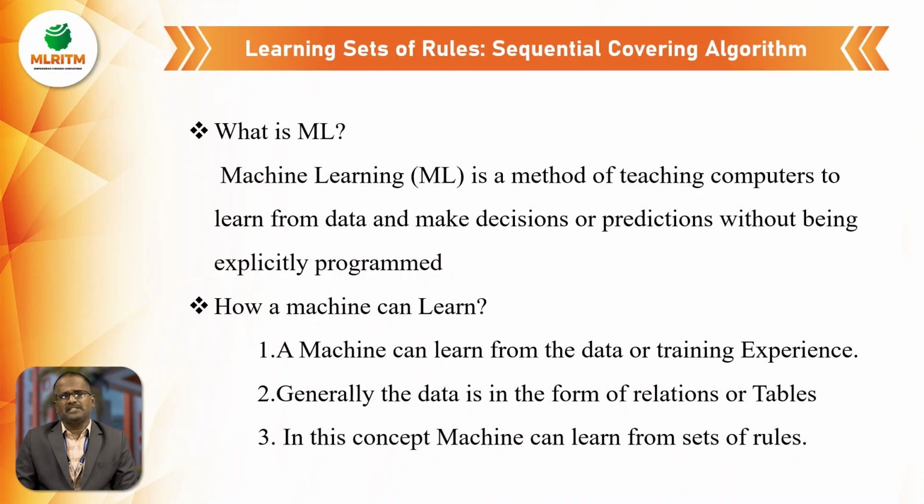Now, how can a machine learn? A machine can learn from the data or by the training experience. Generally, the data is in the form of tables or relations. By observing the data or by understanding the data, a machine can learn. In the concept we are going to discuss today, sequential covering algorithm, the data is in the form of tables, but that data can be transformed into sets of rules. So, a machine can learn from the sets of rules.